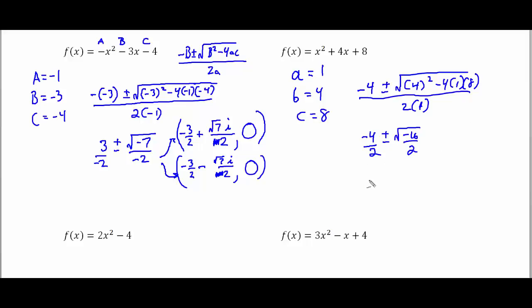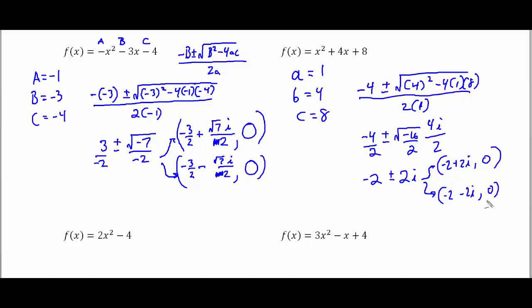So I'm going to simplify the negative 4 halves as negative 2, which is kind of nice. And this numerator gets simplified to 4i, because the square root of 16 is 4, and the square root of negative 1 is i. So plus or minus 4i over 2 is like saying 2i. I've just converted this numerator to 4i, and then I can simplify that to 2i. Now I'm going to split this up into negative 2 plus 2i, comma 0, and negative 2 minus 2i, comma 0. And there are my 2 answers.